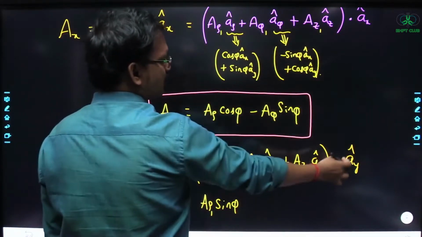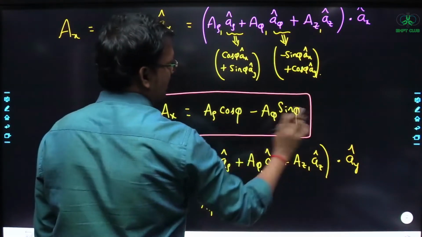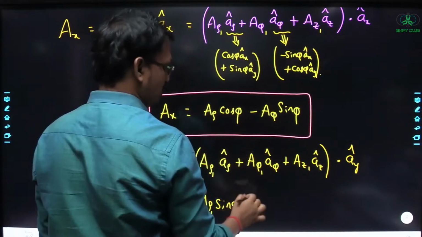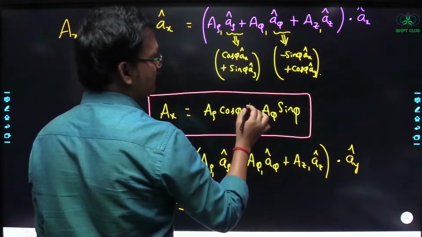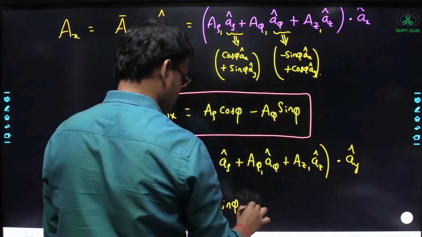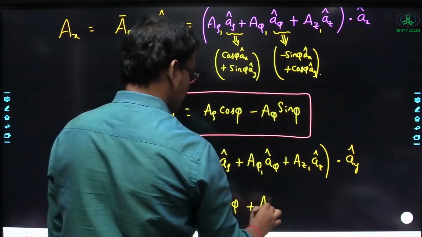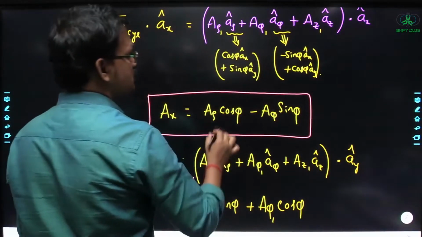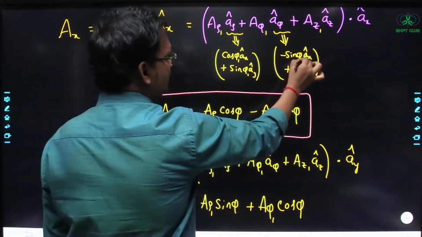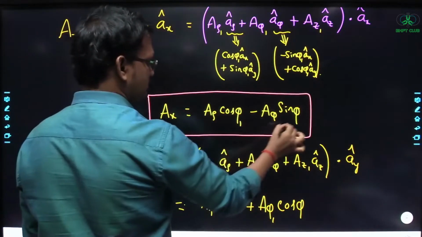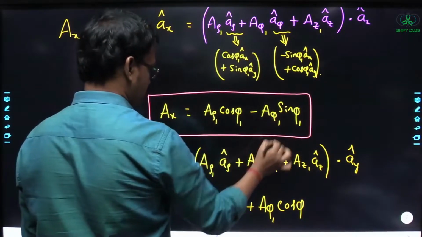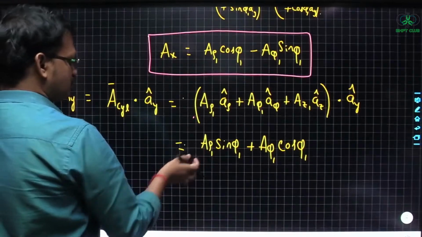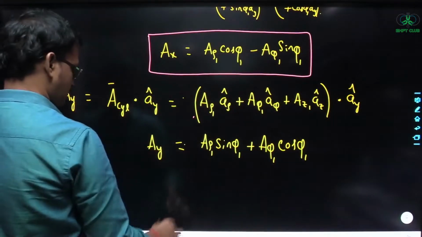Next, a phi 1. So ax cap dot ay cap will become 0, and ay cap dot ay cap will become 1. So a phi 1 into cos phi. So what you are going to get here is plus a phi 1 into cos phi. So let's represent in this manner, with phi 1 and rho 1. This is nothing but ay.